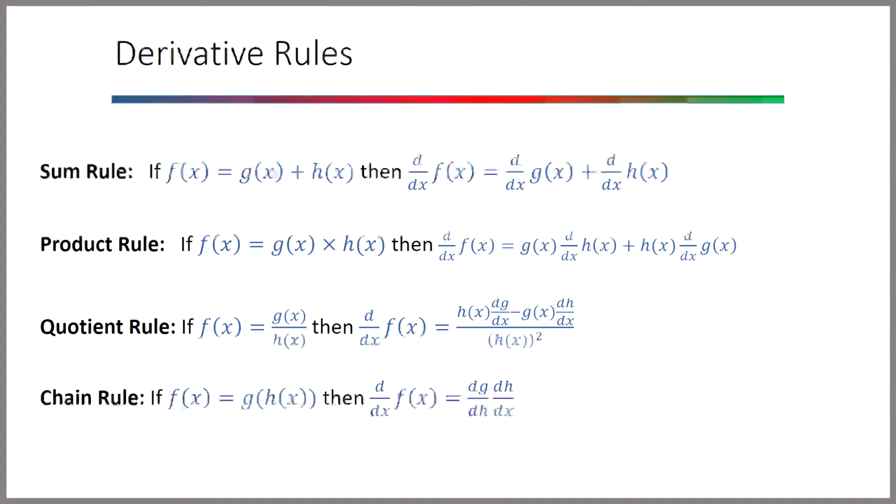The quotient rule tells us that if f of x equals g of x divided by h of x, then the derivative of f of x equals h of x times the derivative of g of x minus g of x times the derivative of h of x, all divided by h of x squared. And the chain rule tells us that if f of x equals g of h of x, then the derivative of f of x with respect to x equals the derivative of g with respect to h times the derivative of h with respect to x.